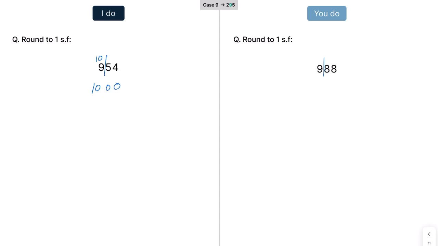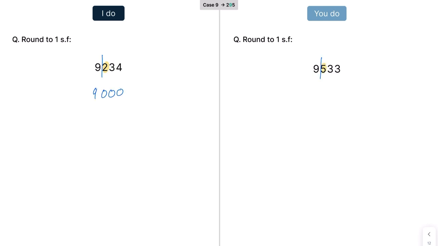Again, draw your line, look at the decider. The 9 rounds up to a 10. Everything else becomes a 0, so in this case there's 2 zeros. Draw my line. Now in this case the decider is a 2, so there's no need to round, so the 9 stays as it is. Everything else becomes a 0.